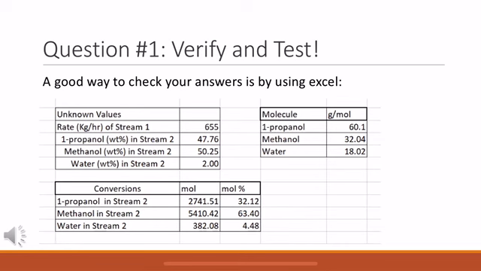Moving on to the last step of problem solving, to verify our answers for accuracy, we used Excel functions and tables calculating the molar percentages in stream 2. We plugged in our formulas to calculate the molar percentages, getting 32.12 for 1-propanol, 63.40 for methanol, and 4.48 for water. Therefore, our answers make logical sense and are fairly accurate, reflecting only a 0.01 or 0.02 molar percent difference.